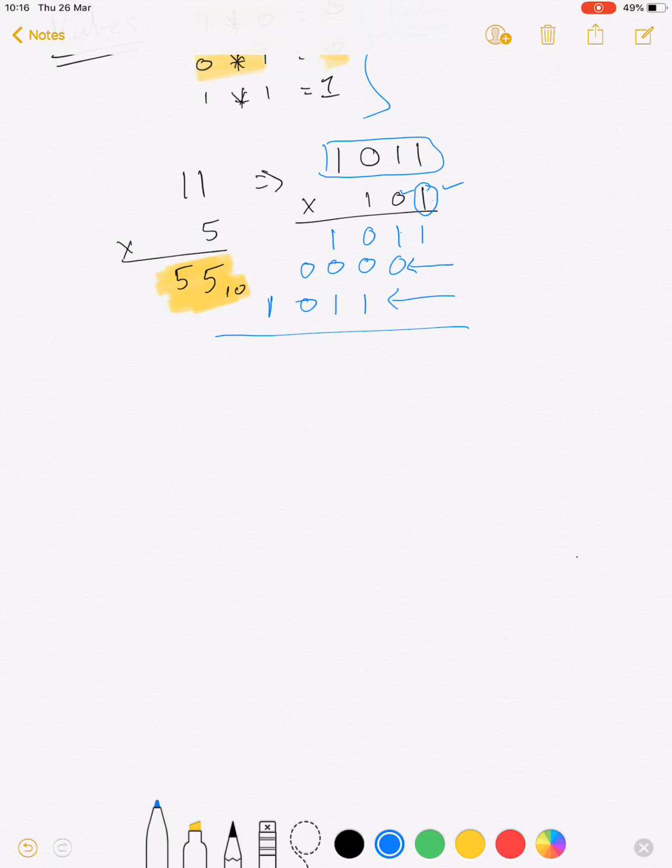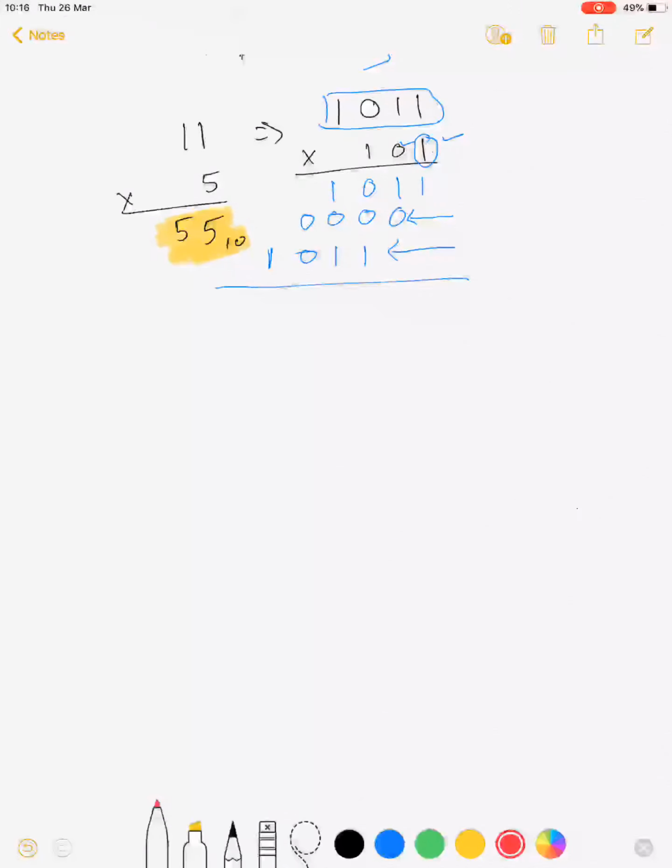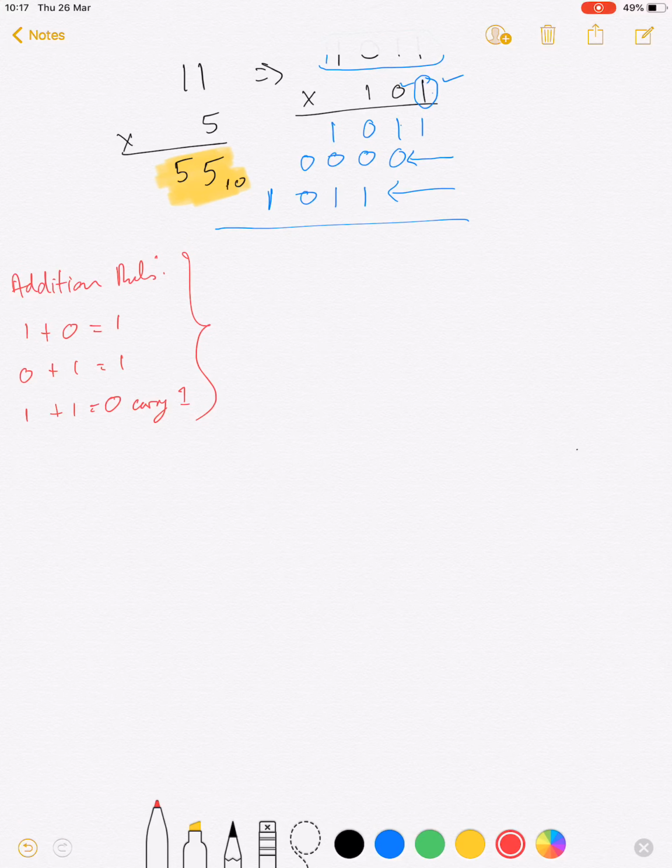So what we end up with now is a simple addition, and we follow the simple binary addition rules. Just to recap very briefly, the addition rules: 1 plus 0 is equal to 1, 0 plus 1 is equal to 1, and 1 plus 1 is equal to 0, but then we have to carry the 1. That's just our addition rules, and there's a short video to go through that if you want to take a look.